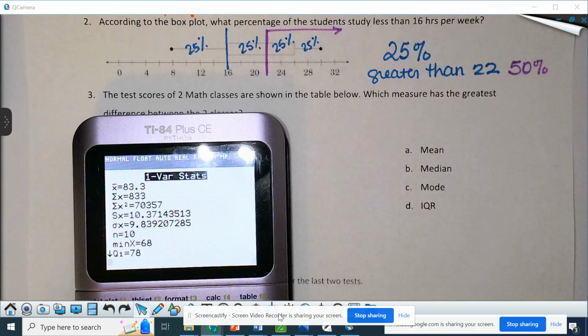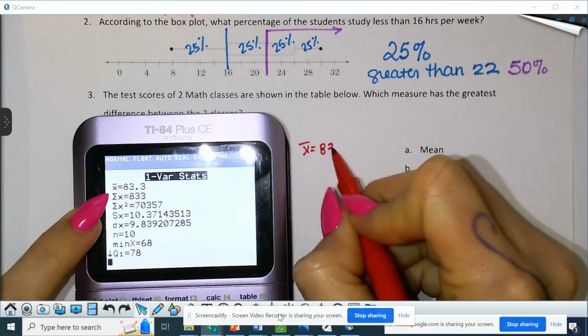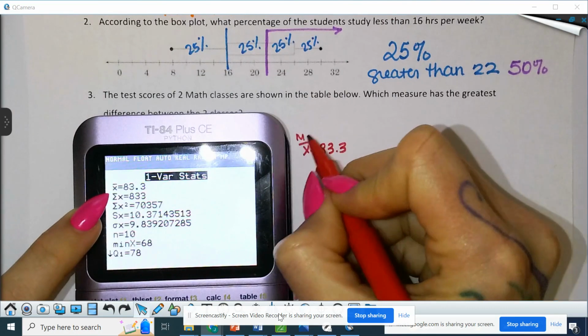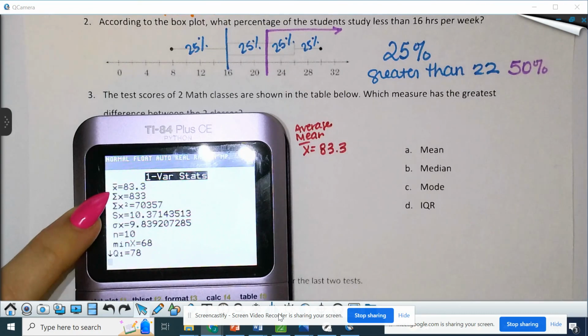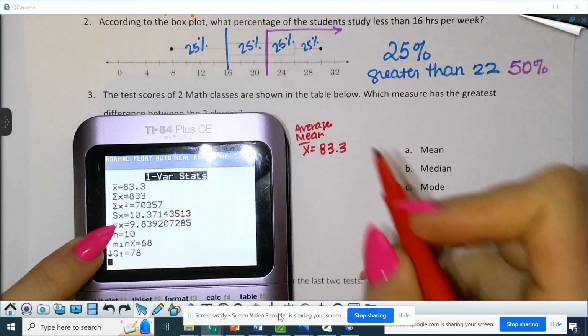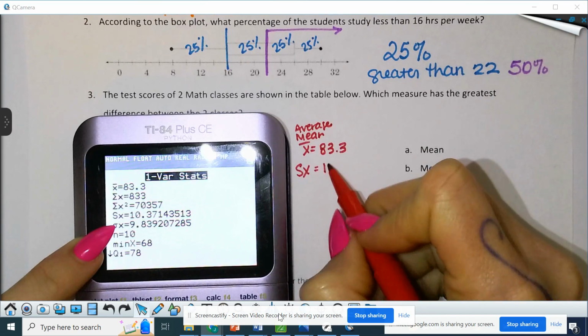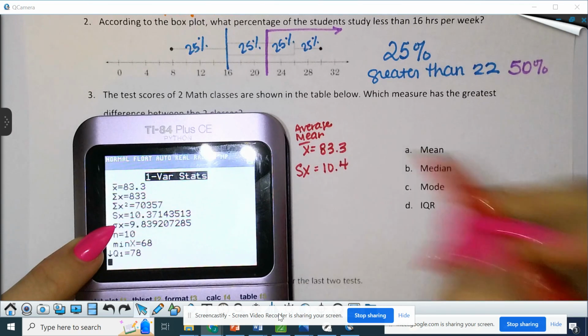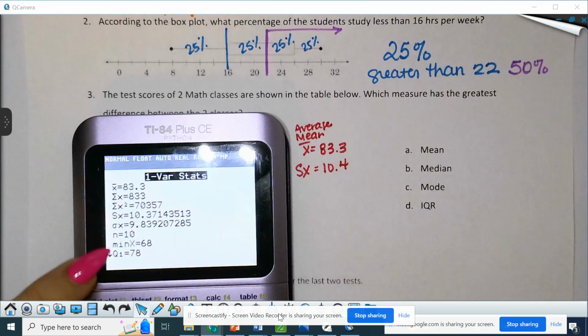So your x-bar is our mean. So this is mean, or average. Your Sx is your standard deviation, just for future reference. So that's a pretty important one. n is the number of terms you have in your column. So if you want to make sure you have everybody in there, n's where you want to check. Minimum. Then we're just going to arrow down.